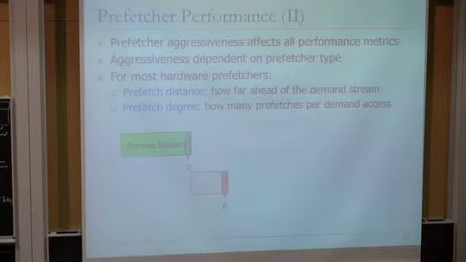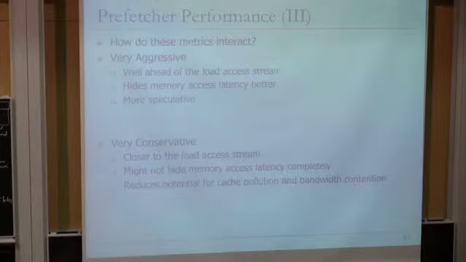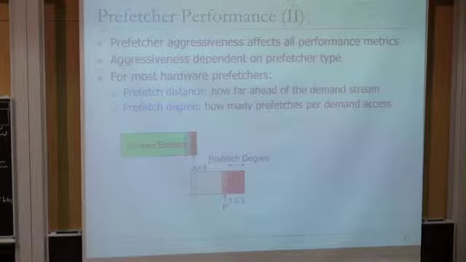Right? Degree is another thing, which is, let's say the processor is accessing address X. It accesses address X plus 1. How many prefetches do you generate? Do you generate 3? Or do you generate 1? Or do you generate 10? Right? That also affects the intensiveness of the prefetcher.